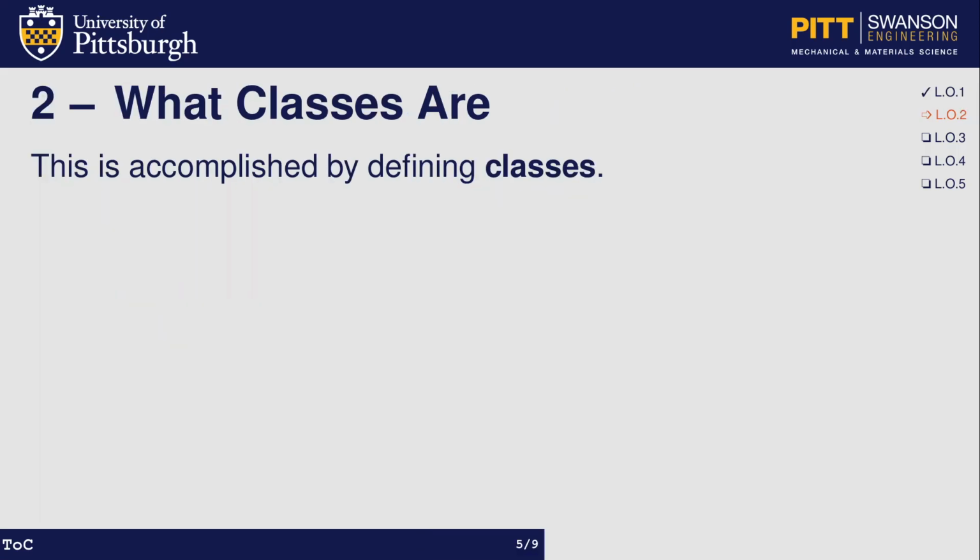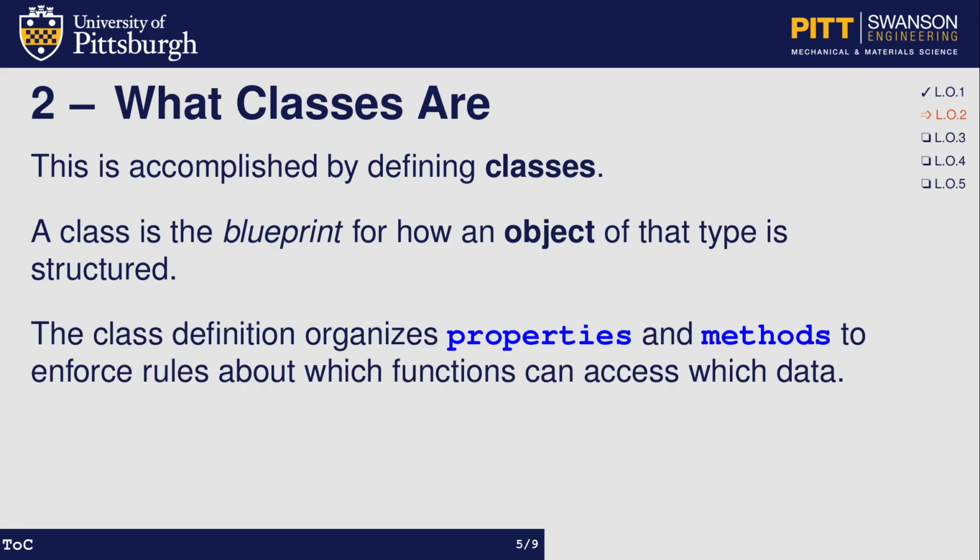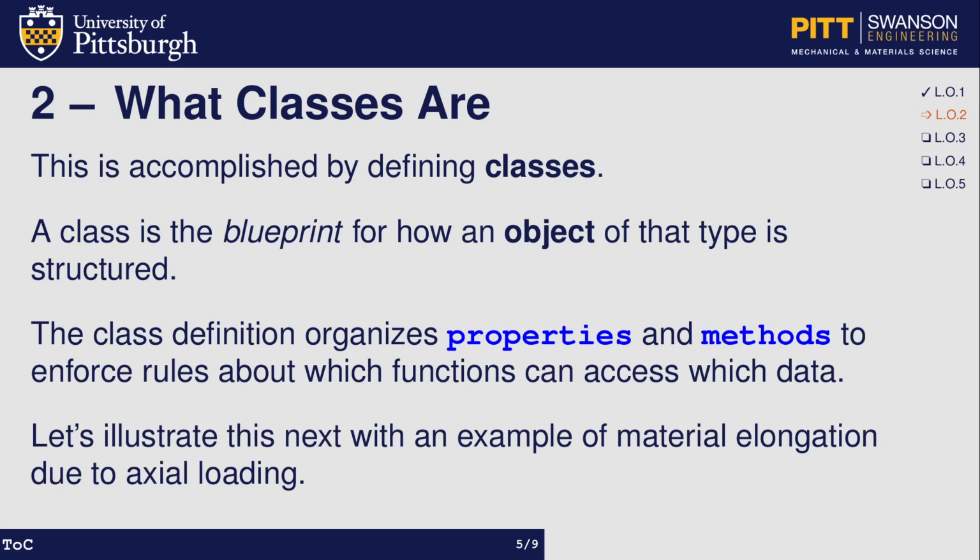We accomplish this structure by defining classes. The class is the blueprint for how an object of that type is structured. The class definition organizes properties and methods to enforce rules about which functions can access which data. Let's illustrate this next with an example of material elongation due to axial loading.